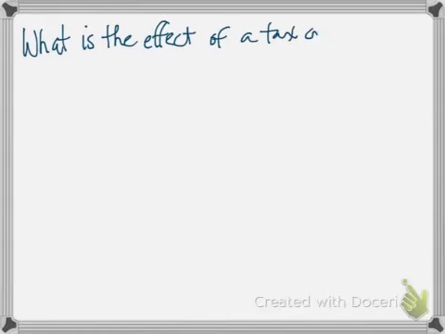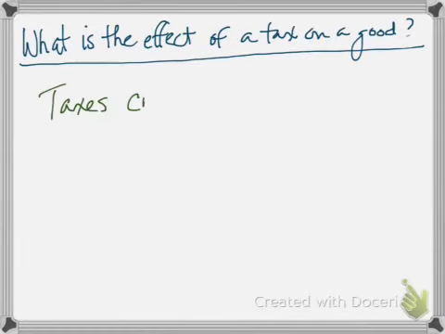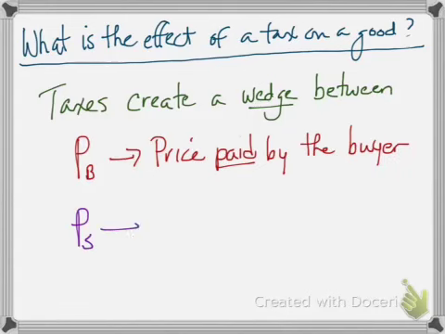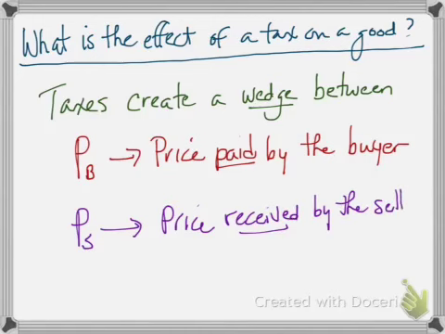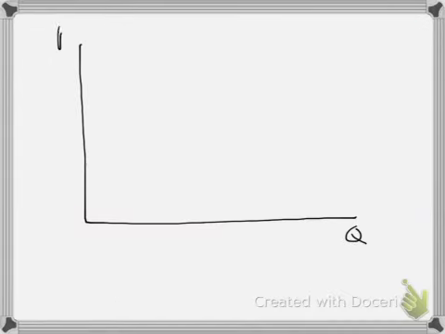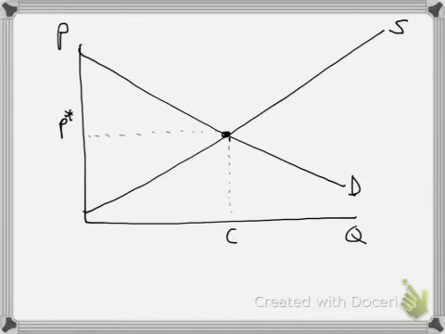what's going to happen. So if we draw another graph, we're going to see that taxes create a wedge between the price the buyers pay and the price the seller receives. So PB, price paid by the buyer, minus the amount that the sellers receive, PS, that's going to equal the tax per unit. Now, graphically, let's put our opening equilibrium in, P star, Q star, and then let's say that the government decides to implement a tax. So they're going to implement this range on a per unit basis.